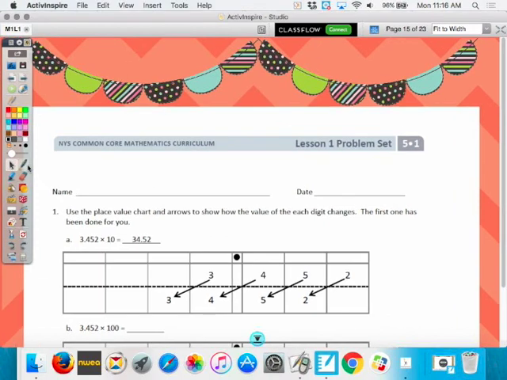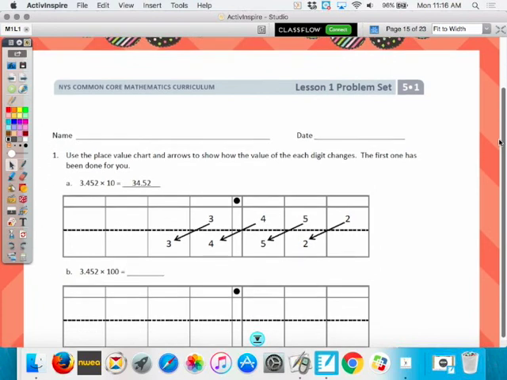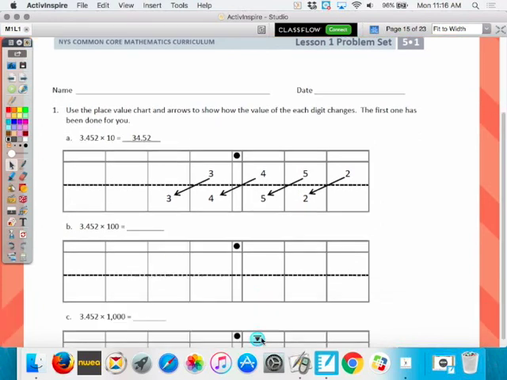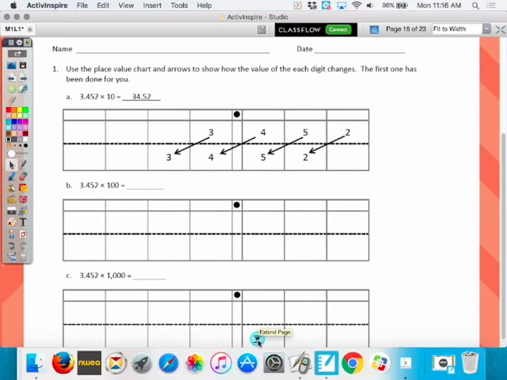Boys and girls, this problem set is going to seem rather simple compared to what we did on Friday. It says use the place value chart and arrows to show how the value of each digit changes. The first one has been done for you. Okay, so what's different about this place value chart than what we've been used to? Hint. Place value chart. The numbers, the words aren't there, are they?